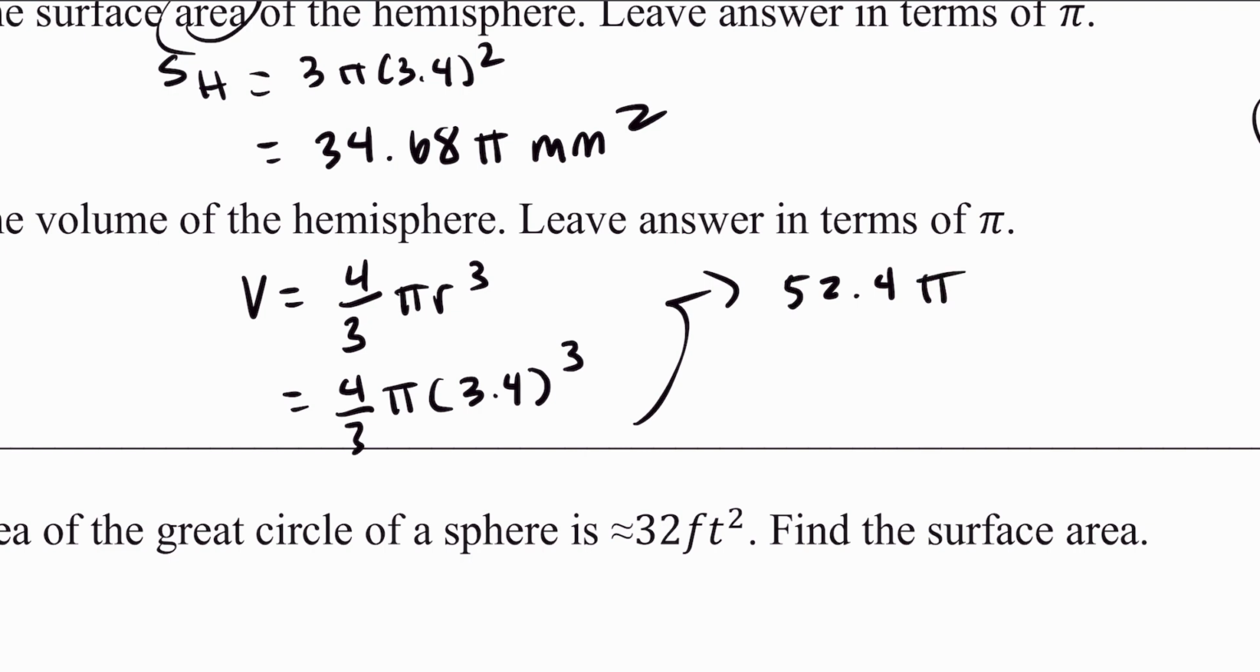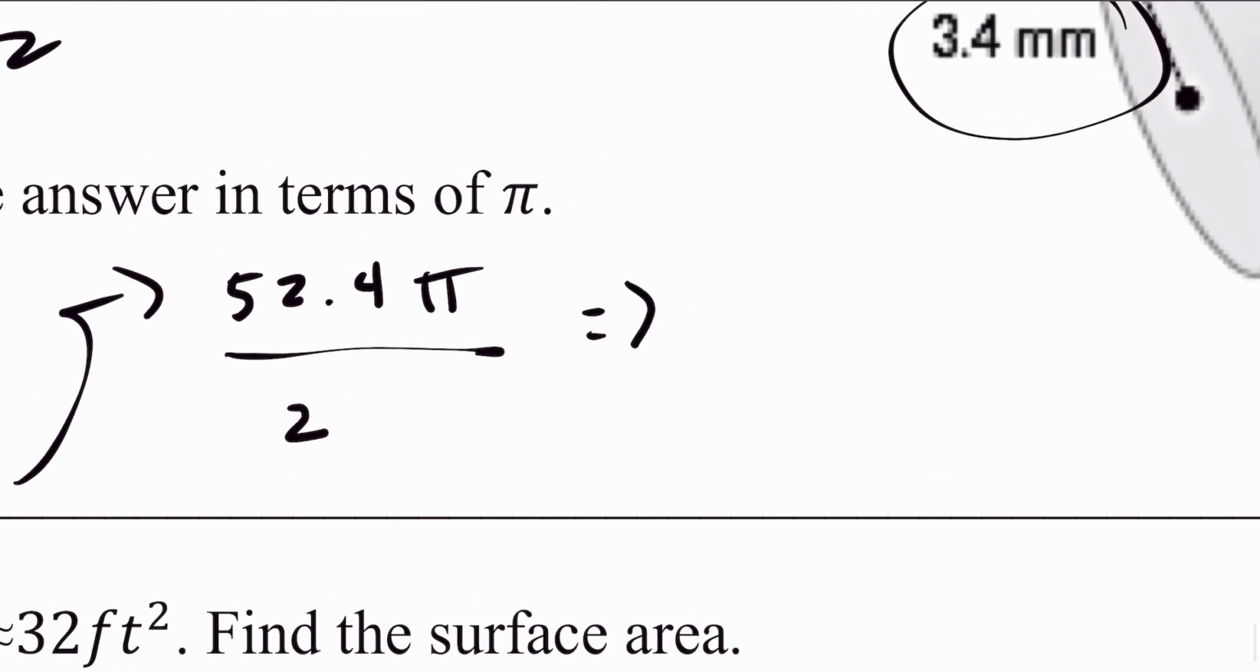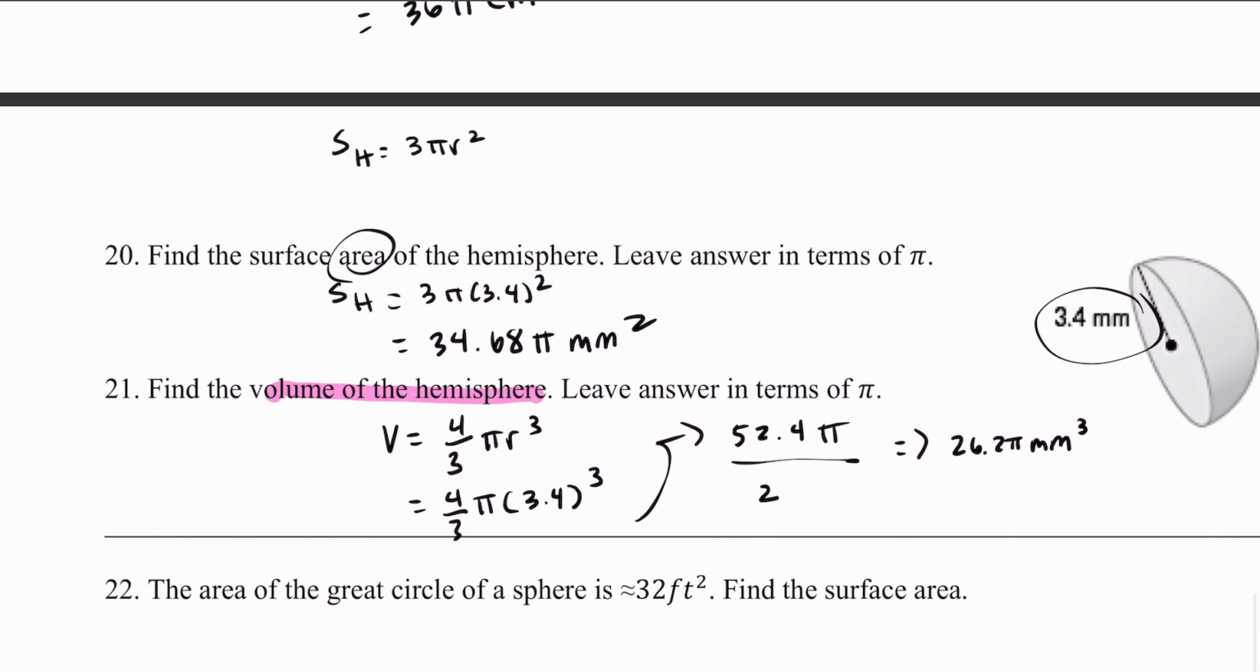That's just the volume of the sphere, by the way. But remember, we're finding the volume of the hemisphere, so we gotta divide this by 2. And what do you get? You're gonna get 26.2 pi cubic millimeters. That's your answer. Alright, that's number 21.